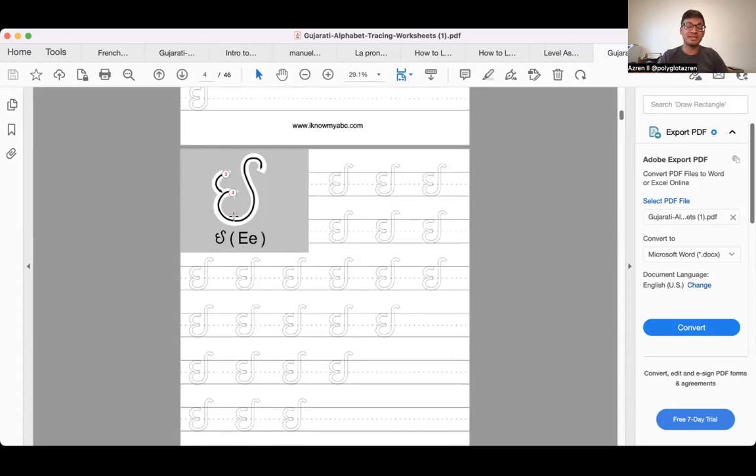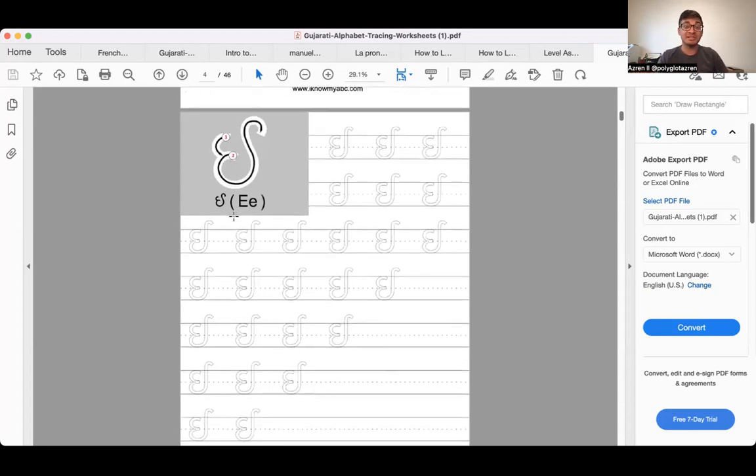In my experience, if you think I'm wrong about this, and you'd like to correct me, please let me know in the comments. But in my personal experience with Gujarati is that both the short E and the long E, they're actually pronounced the same way. There are two different letters, but nowadays they're pronounced the same way. My theory is that once upon a time, again, if I'm wrong about this, please, if you think I'm wrong, please correct me. I'd love to be corrected on this.